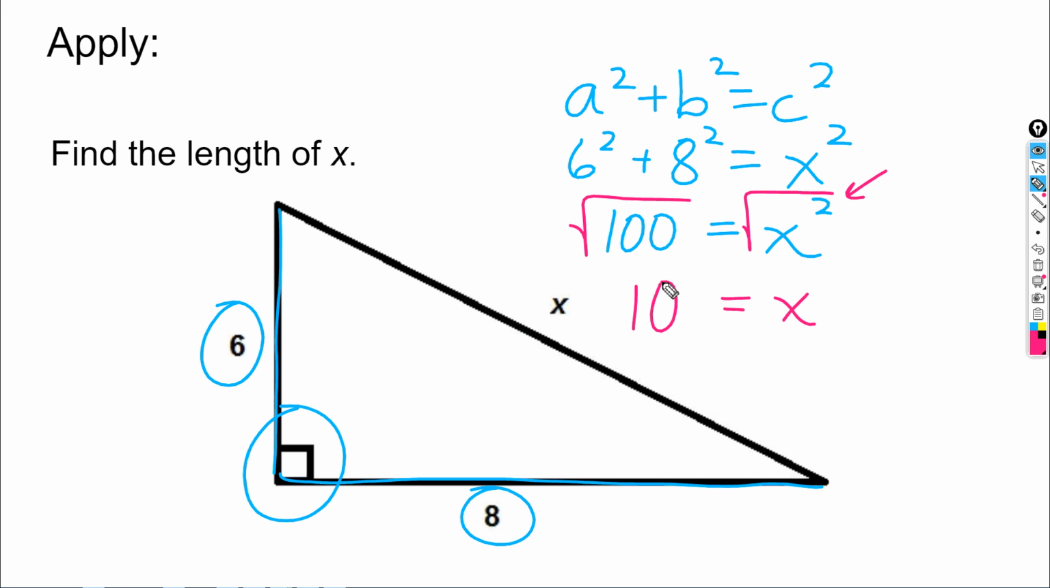Now, technically, it's 10 or a negative 10, but since we're dealing with lengths here, there would be no negative answers, and so we just focus on the positive. Also, we'll usually have a label for these things because we're dealing with side lengths, but in this case, no units were given, so it's just 10 units long.